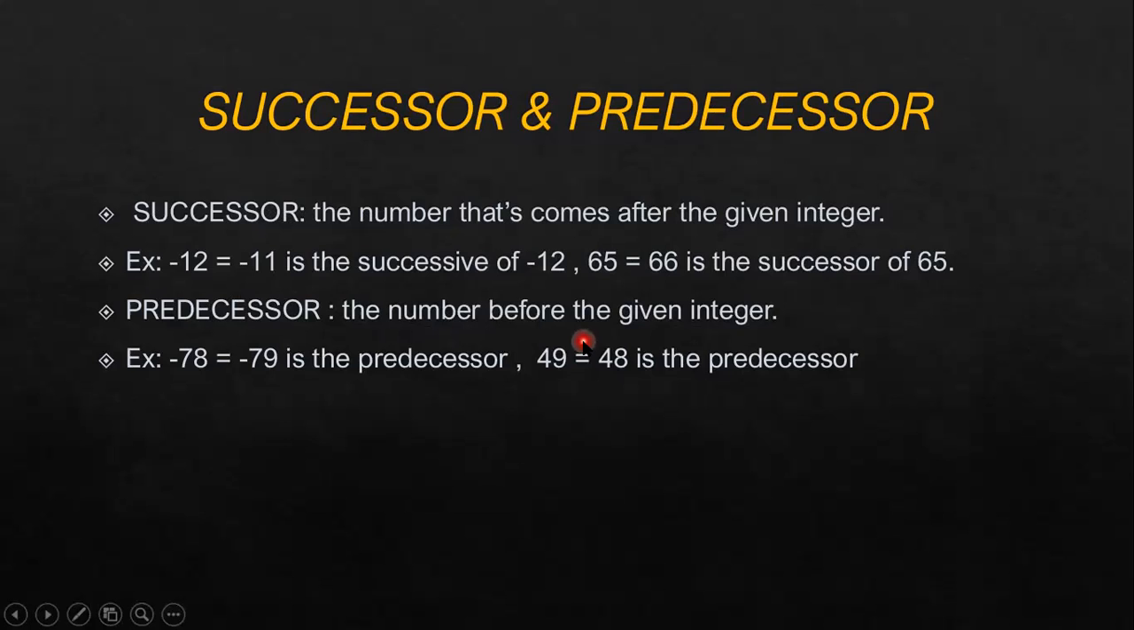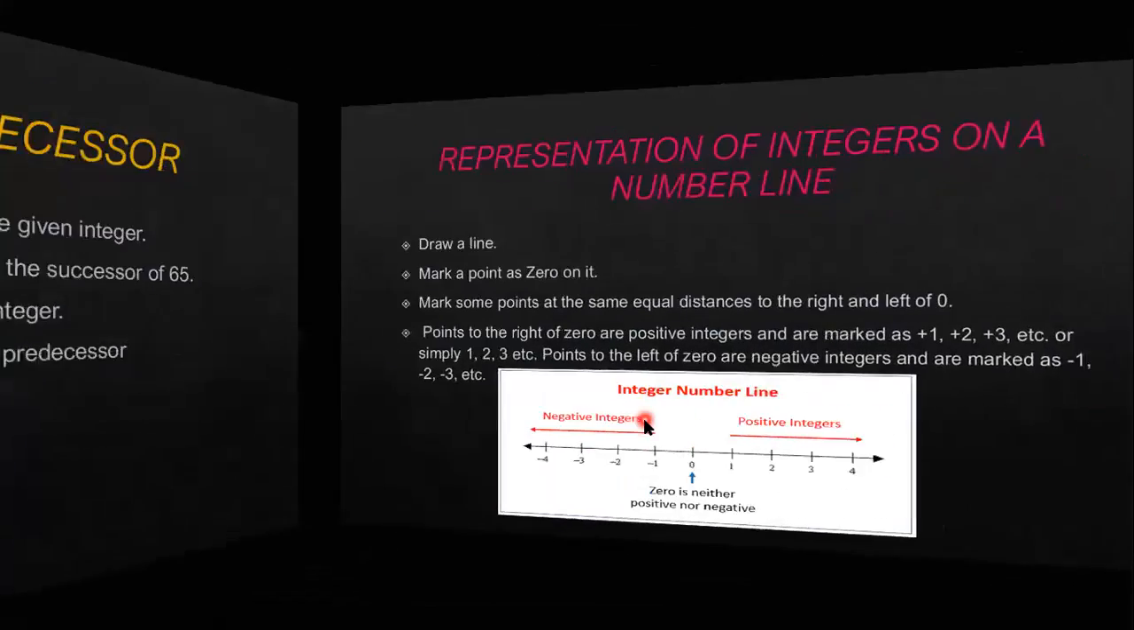Pre means before, we know that it is a before number. So for minus 78, minus 79 is the predecessor. For 49, 48 is the predecessor. So this is the way we write successor and predecessor.